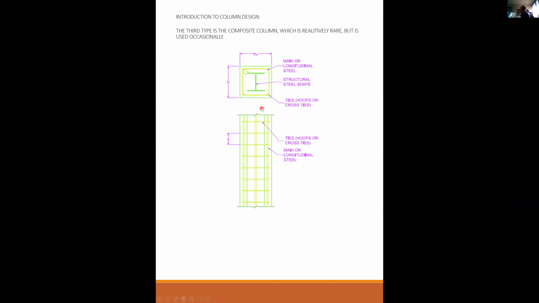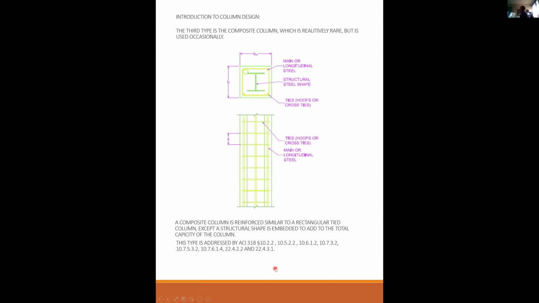But what they are is a concrete column with a structural steel wide flange or H section buried inside. And this gives it more capacity because you've got a lot more steel overall, with the structural steel shape kind of buried inside of a reinforced concrete column. A composite column is reinforced similar to a rectangular tied column, except that a structural shape is embedded to add to the total capacity of the column.